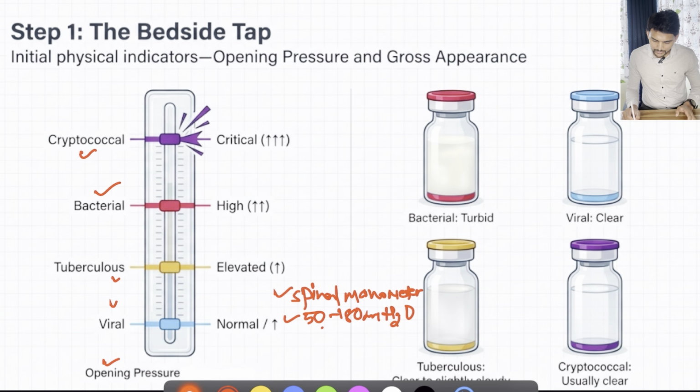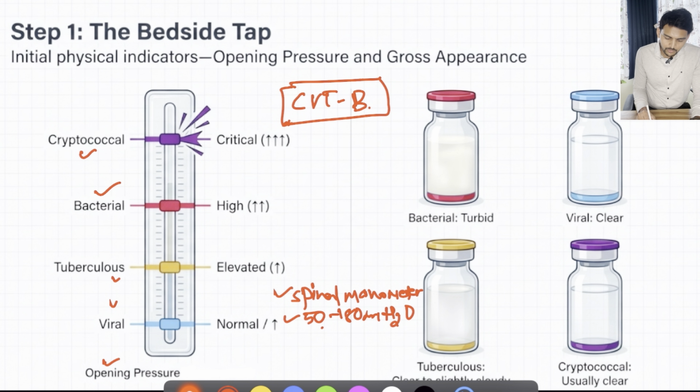Then the appearance will also tell us a few points. Mainly here, I want to mention, you can consider it as a mnemonic. So when we are analyzing CSF report, just remember CVTB. So commonly we know CVT, cortical vein thrombosis, and B. These words we have to remember. So how does it help?